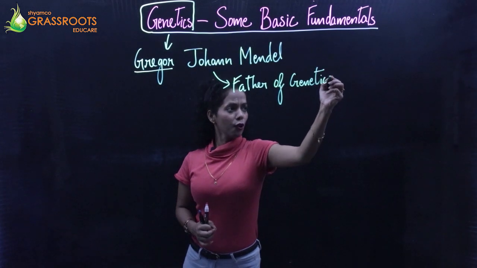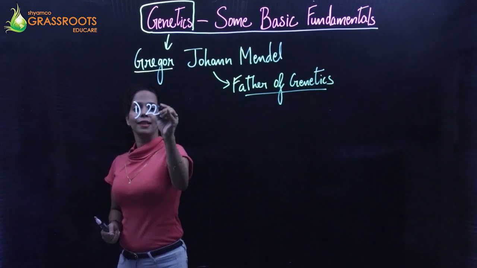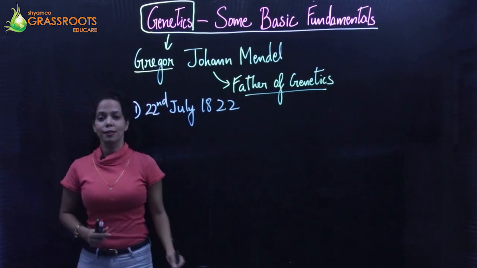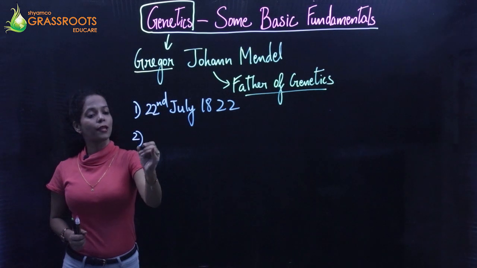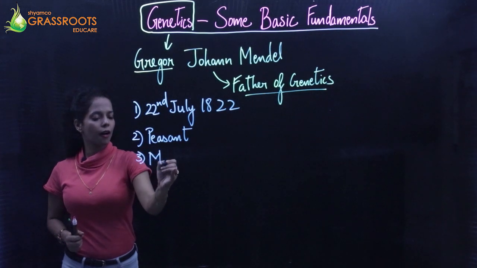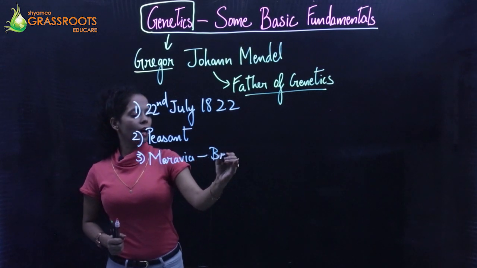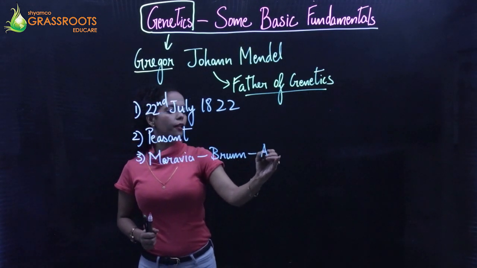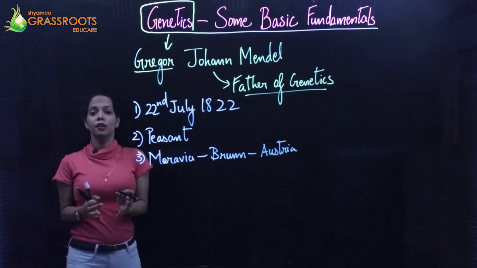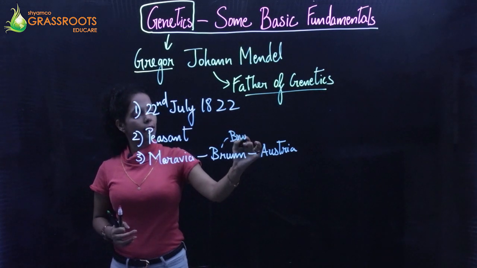Next, there are a few things about Gregor Johann Mendel which you need to remember. First of all, he was born on 22nd July 1822. Fine, he was born in the 19th century. Second, he was born in a peasant family. Next, he was born in a village known as Moravia, in Brunn, which is now known as Brno, and this fell in Austria. But now this place is in Czechoslovakia because after the Second World War, Austria was divided into two parts, Austria and Czechoslovakia. So now it is known as Brno and it falls in Czechoslovakia.